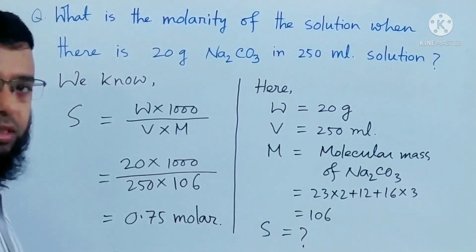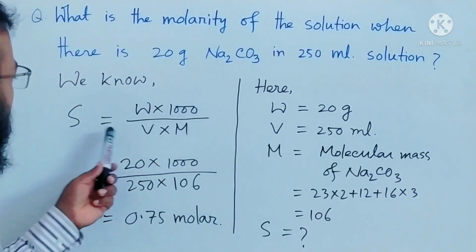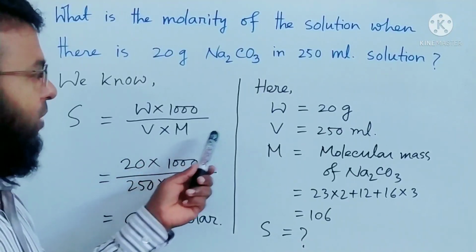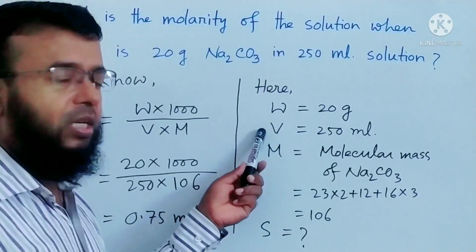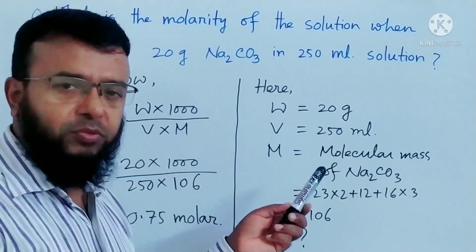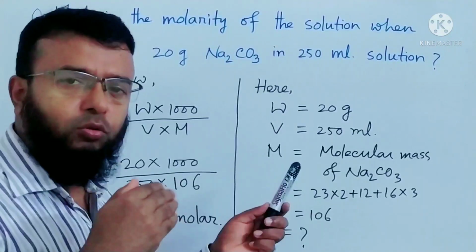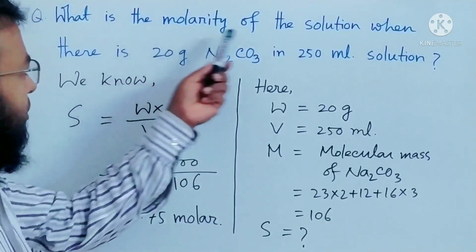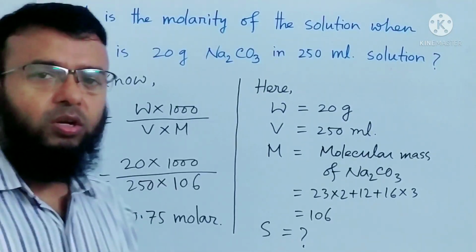So to determine the molarity of a solution, this is the formula. S equals W multiply 1000 divided by V multiply M. So W means it is the mass of solute in gram unit. V, that is the volume of the solution in milliliter. Then M, it is the molecular mass of the solute. And S, we have to find out the molarity of the solution. So we have got the answer, it is 0.75 molar.